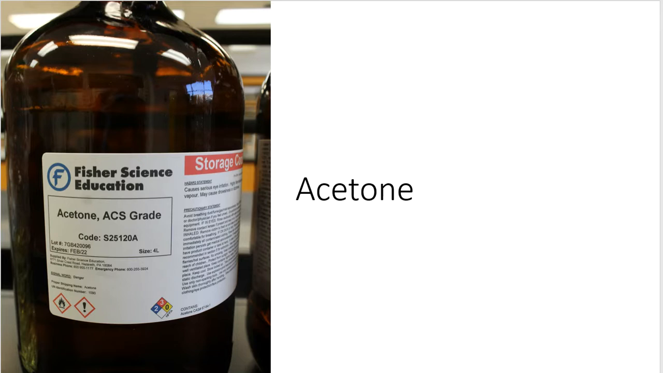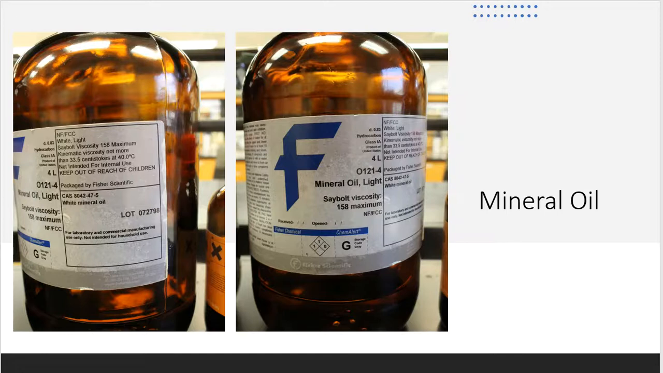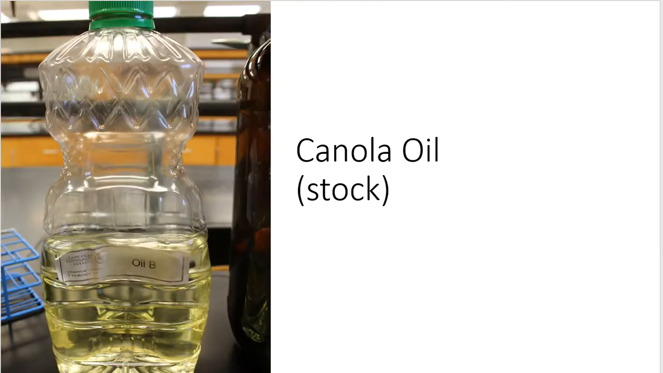The acetone is Fisher Scientific, and the lot number is 7GB420096. The next one's mineral oil, which is Fisher Scientific, and this lot number is 072798. You won't be able to find the structure of this one. You also will not be able to find the structure of canola oil. It is a mixture, a hodgepodge soup of different chemicals on the inside. There is no prim and proper chemical structure for either one of them.